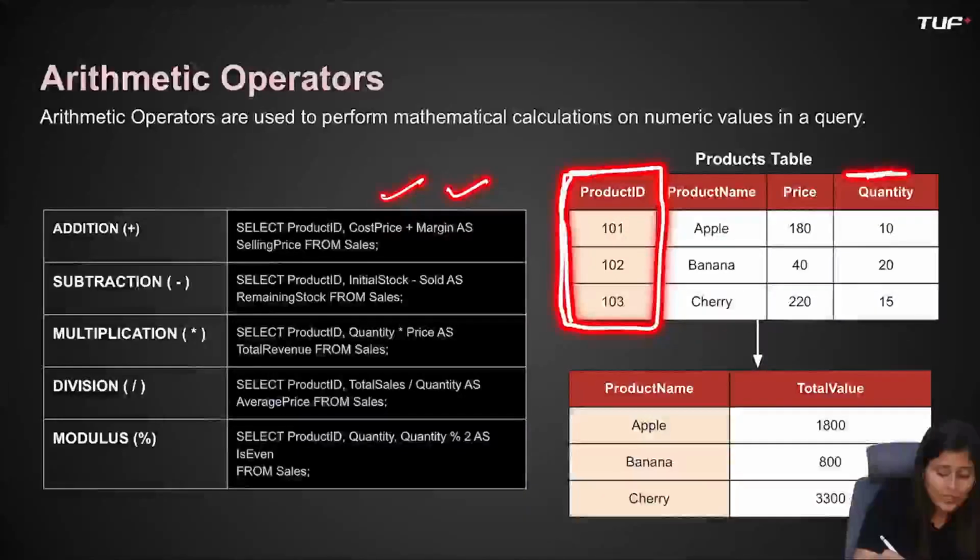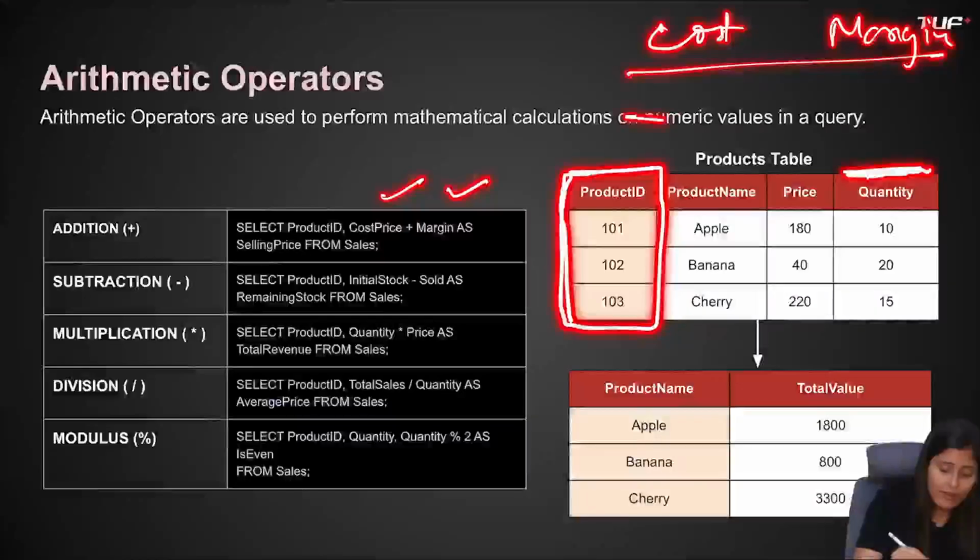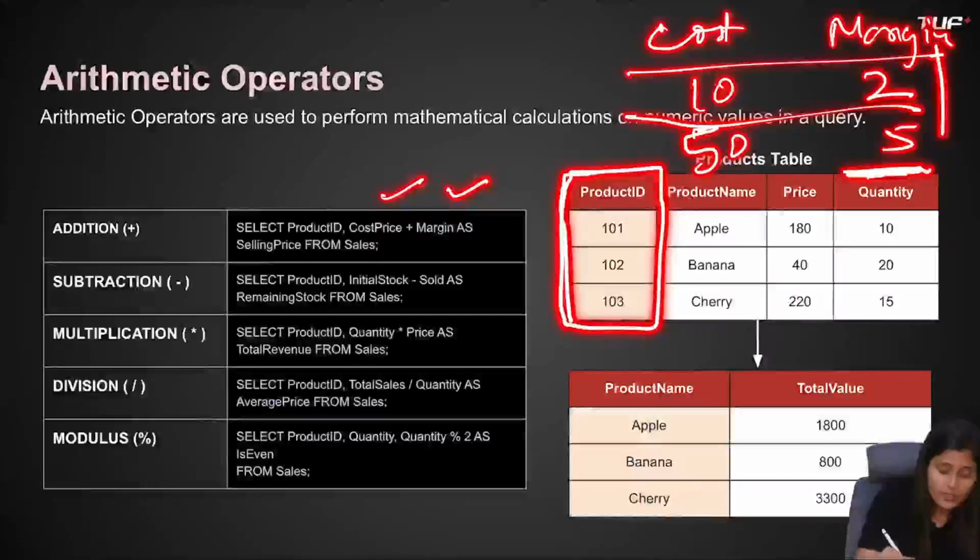As of now we don't have any such columns. So let's suppose we have one cost and one margin column. So we have values like cost 10, margin 2, cost 50, margin 5. Okay, so this is how we have it.